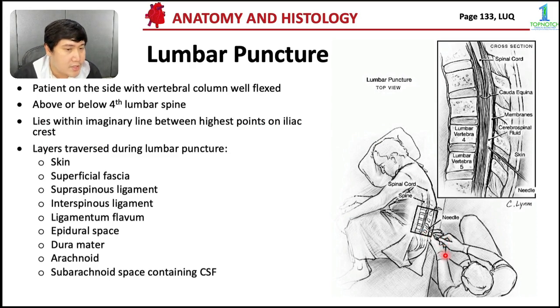As you place the needle, it will traverse the skin, superficial fascia, followed by the supraspinous ligament, interspinous ligament, ligamentum flavum, the epidural space, followed by the dura mater, arachnoid mater, and then the subarachnoid space containing the CSF. So that is from most superficial to the subarachnoid space.